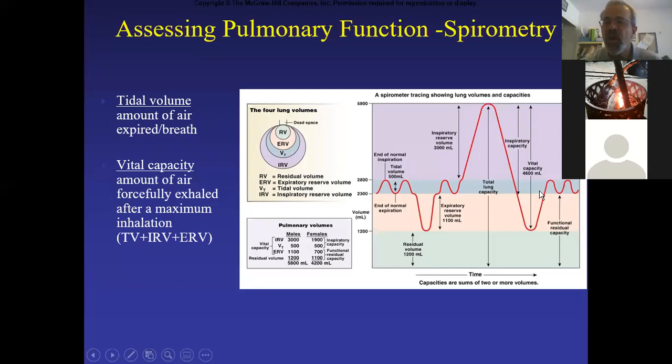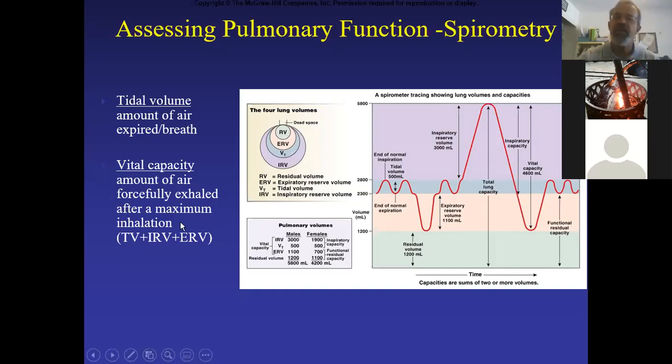We then have what's called vital capacity. Vital capacity is the amount of air that you forcefully exhale after a maximal inhalation. So you breathe in maximally, and you breathe out forcefully.